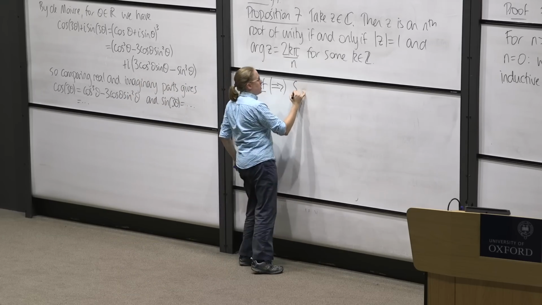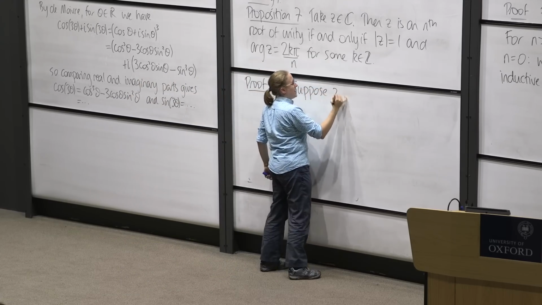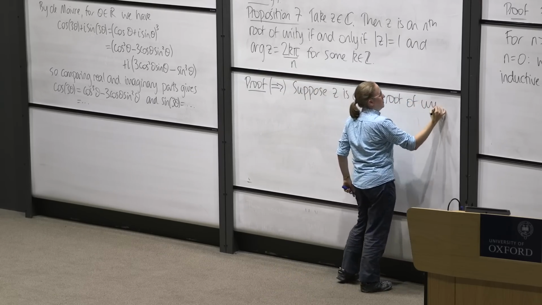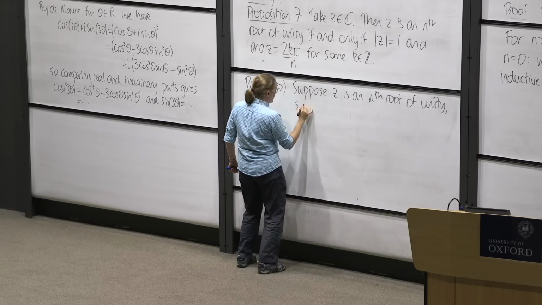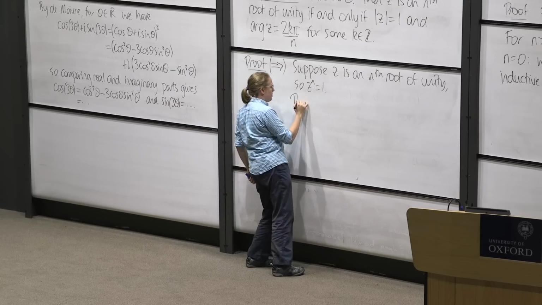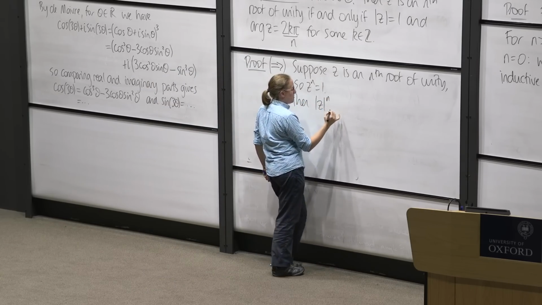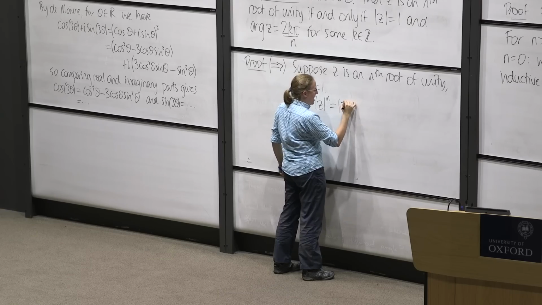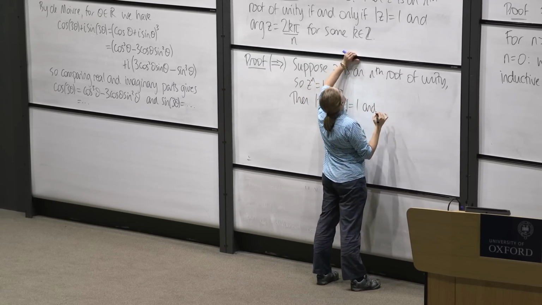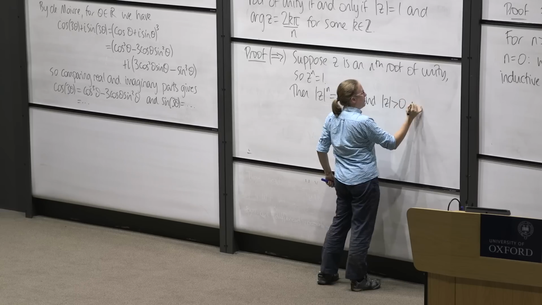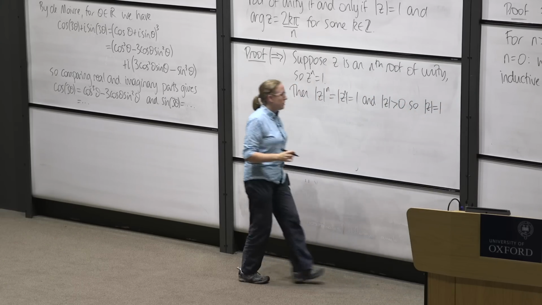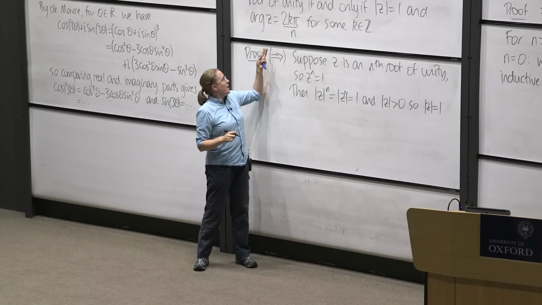So we're going to suppose z is an nth root of unity. So we're supposing that z to the n is equal to 1. And then we want to deduce interesting things. Well, we can say something about the modulus straight away. The modulus of z to the power n is the modulus of z to the n, which is 1. And the modulus of z is strictly positive. So the modulus of z had better be equal to 1. So modulus of z is just a real number here.